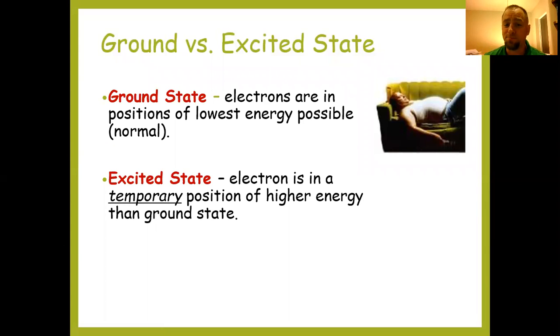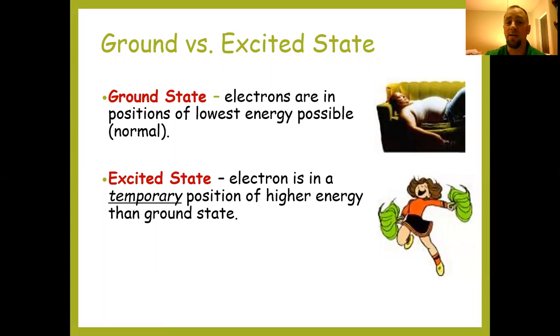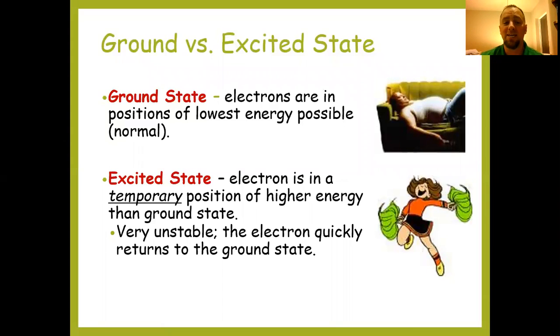The excited state is the state that electron is in when it gains energy and moves to a position of higher energy. As you know, we did some of our diagrams where we showed electrons in different energy levels. When that electron gains that energy, it moves to a temporary position of higher energy than the ground state, which means it will also be further from the nucleus. This isn't a stable electron at this point. That electron doesn't want to hang on to that energy, so it quickly returns back to the ground state.